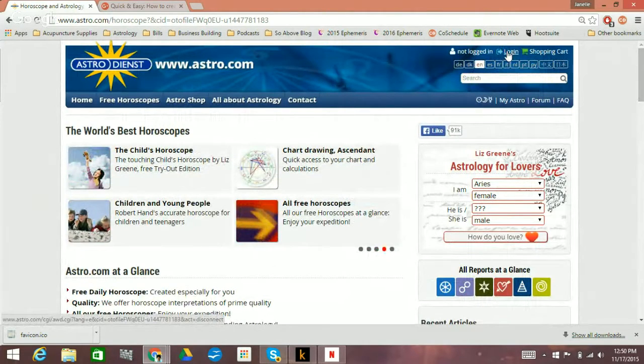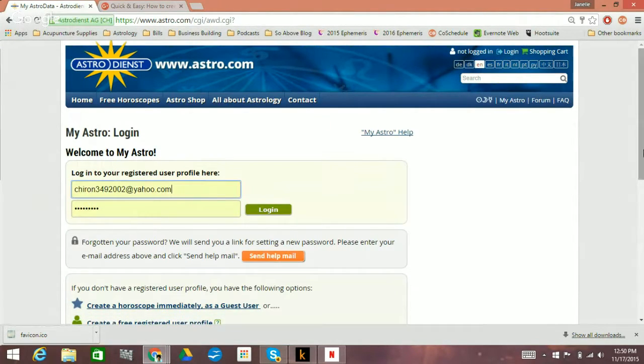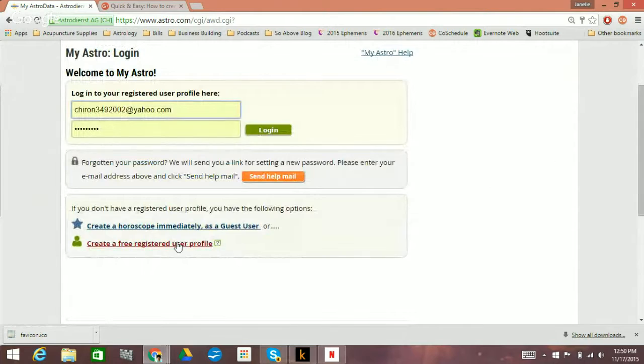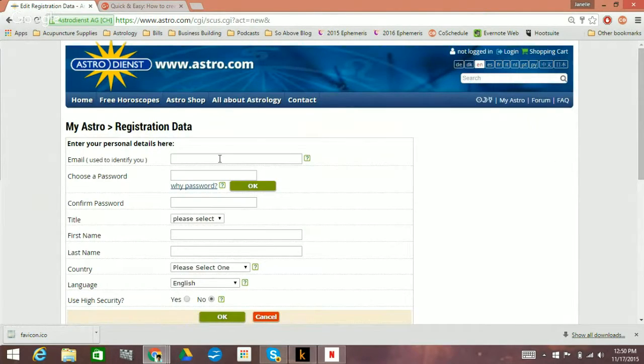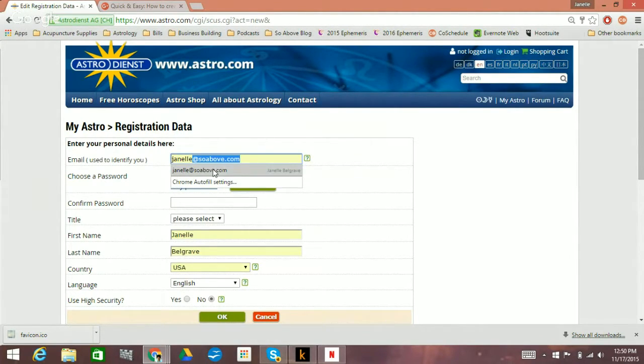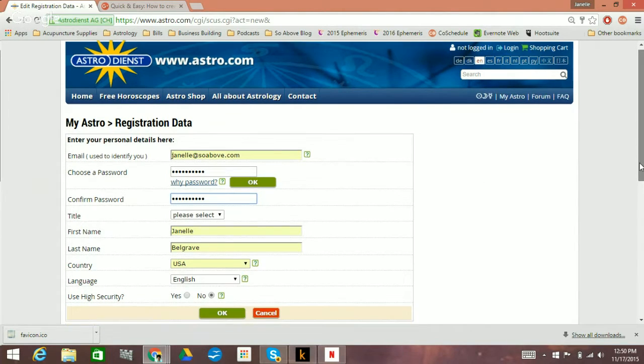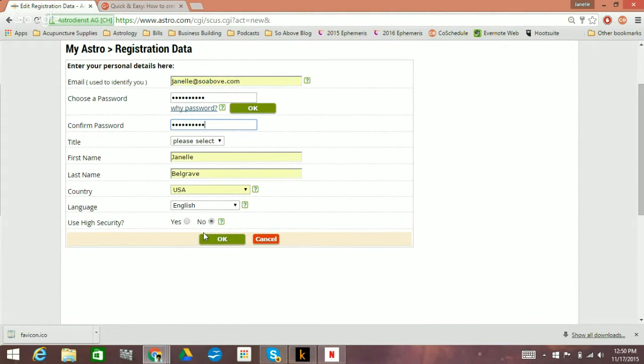So let's go to login. I already have an account set up. It's pretty easy to do, but let's do this one together then. So let's use my other email address. If you have an autofill, it puts it in for you. Let's create a password. Definitely choose something that you know, because so many times I've been locked out because I can't remember my password, because I'm usually always logged in.